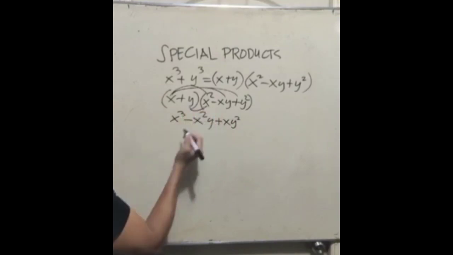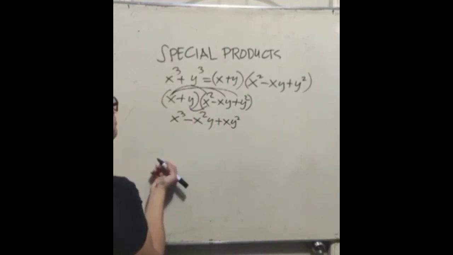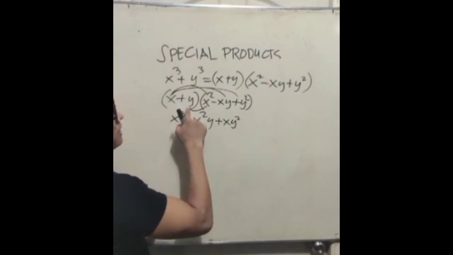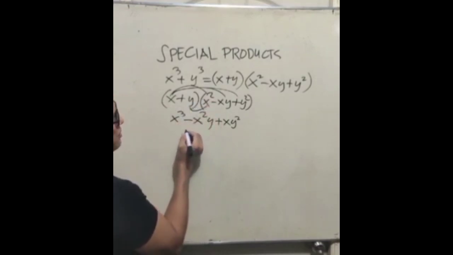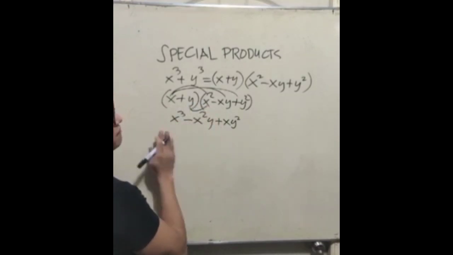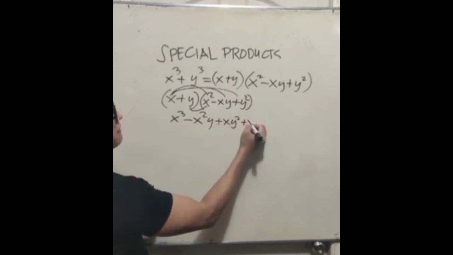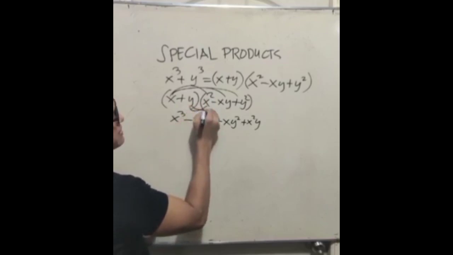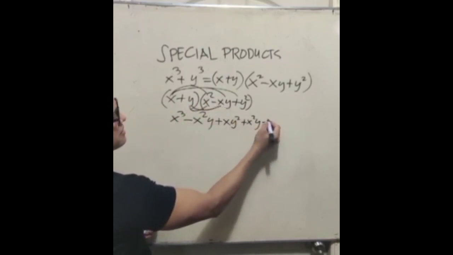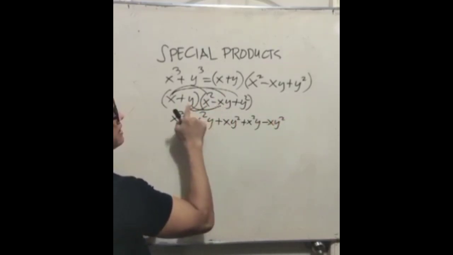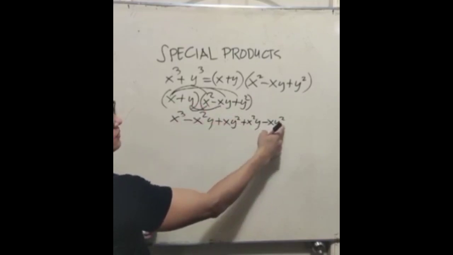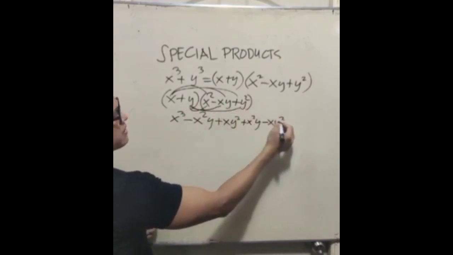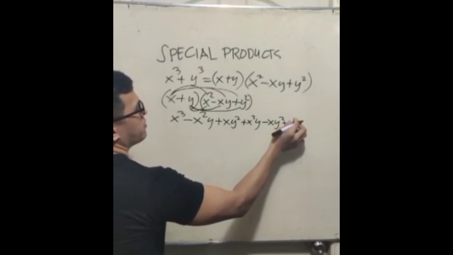Next, y times x squared. I'm sorry. So we have positive x squared y, right? Y times x squared. And then y times negative xy. So we have minus x and then y squared kasi dalawang y tayo. So that's y squared. And then y and y squared, that is y cubed. Right?